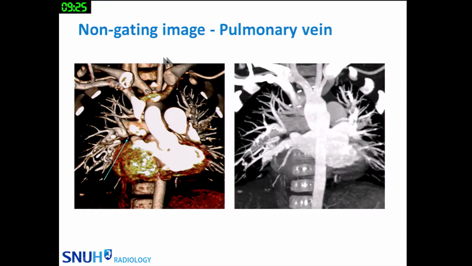Another one is the pulmonary vein. The pulmonary vein does not move much with the cardiac beat, so non-gated CT is enough for making a diagnosis of pulmonary vein stenosis or following up the pulmonary vein status.